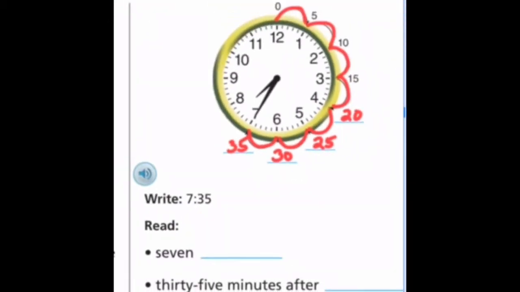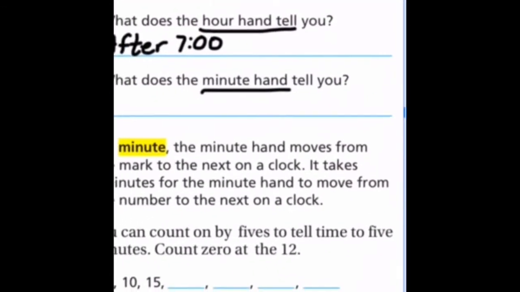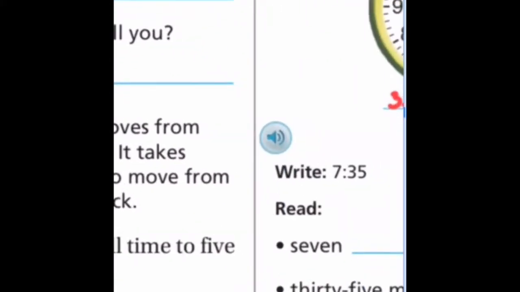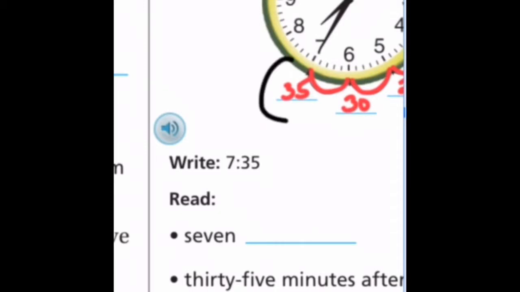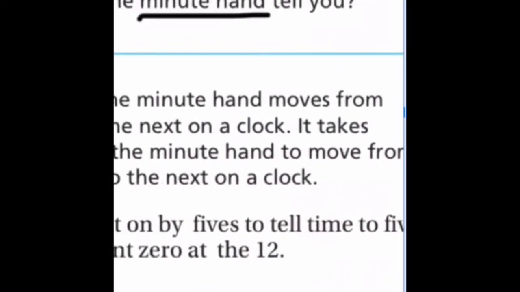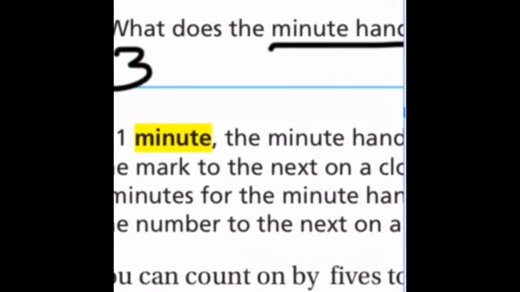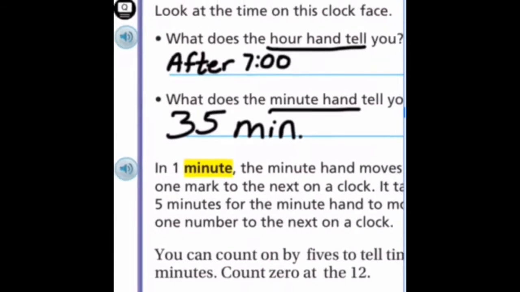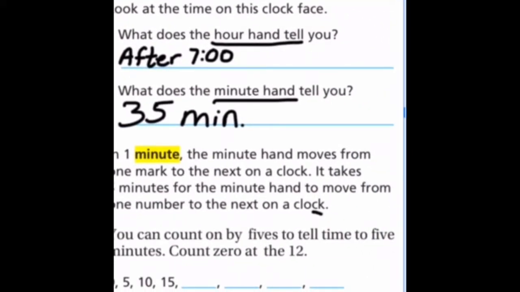35. Now I know most of you know this already, but there are a few people that don't, and that's why we're covering it. So the minute hand tells us 35 minutes. And we're going to say 35 minutes, and I'm going to abbreviate MIN period. 35 minutes.